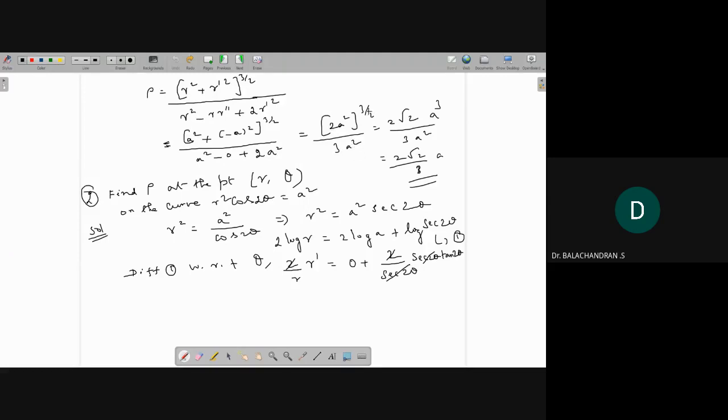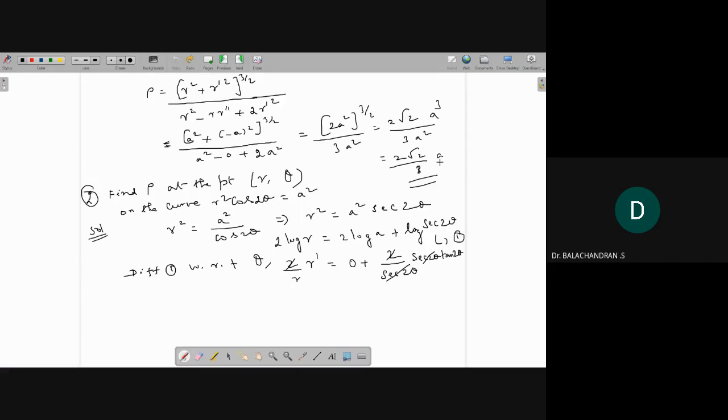So 2 power 3 by 2 is 2 root 2. A square whole power 3 by 2 is a cube, divided by 3 a square. The final answer is 2 root 2 divided by 3, into a. So this is the final answer.